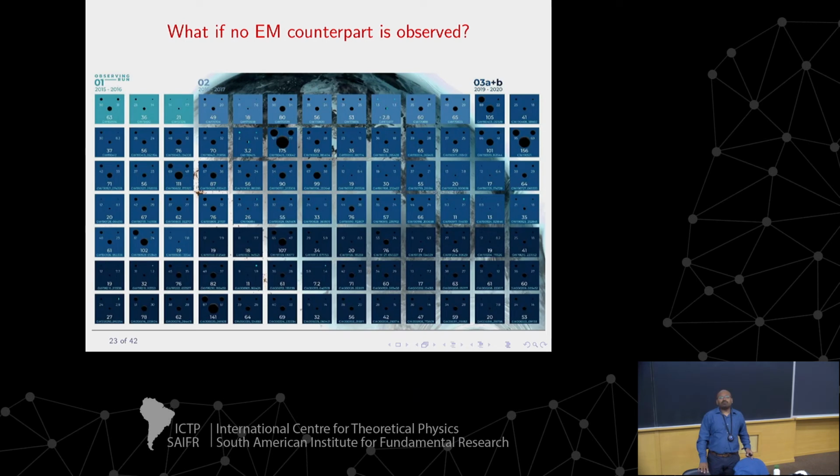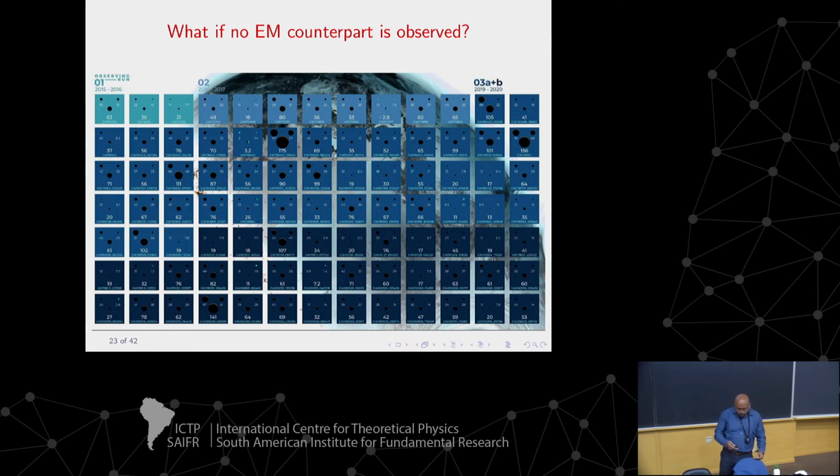Let's move over to dark standard sirens. The question now is, what would happen if the electromagnetic counterpart is not observed? As you see, the vast majority, only one signal of these 90 had an electromagnetic counterpart, GW170817. And the rest of them did not have an electromagnetic counterpart. What can we do if no electromagnetic counterpart is observed?